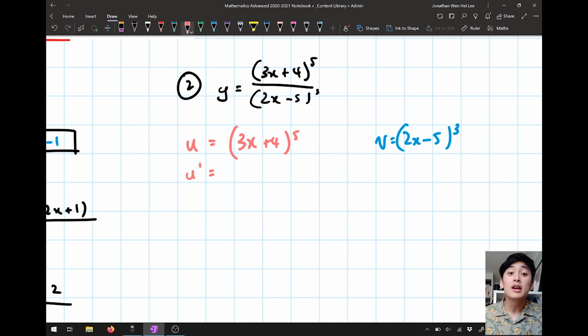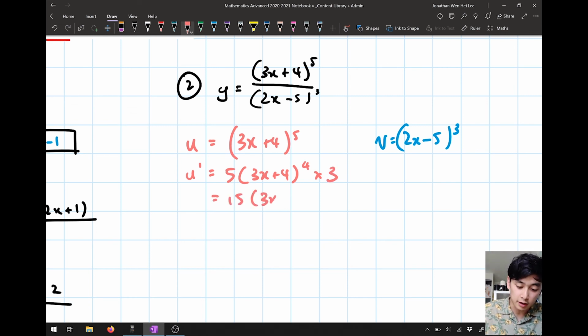So (3x + 4) to the power 5. I'm going to differentiate the outside, so bring down that 5, (3x + 4) to the power 4. I'm going to times that by the derivative of my inside function, which is just 3. So I've got 15(3x + 4) to the power 4.